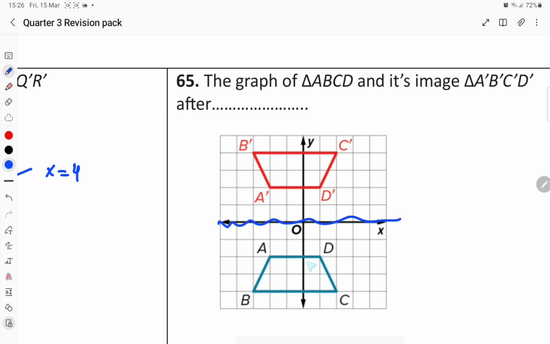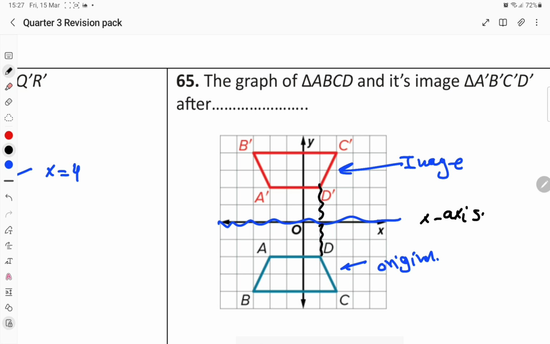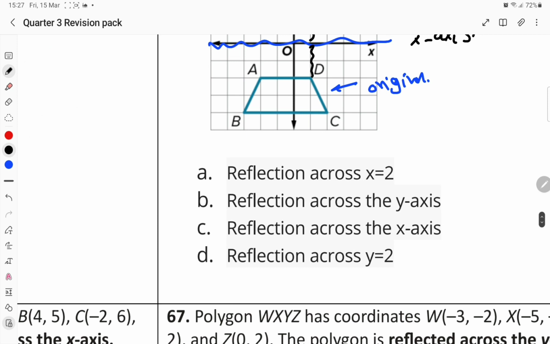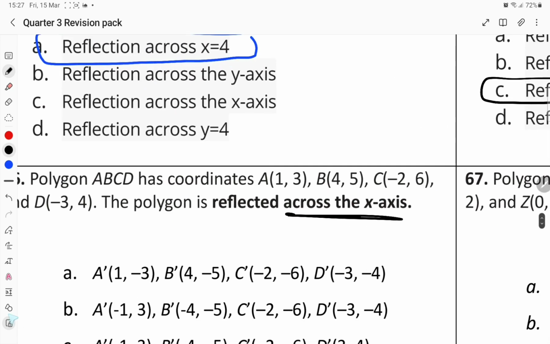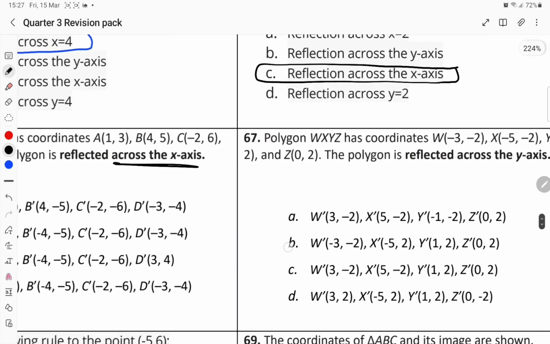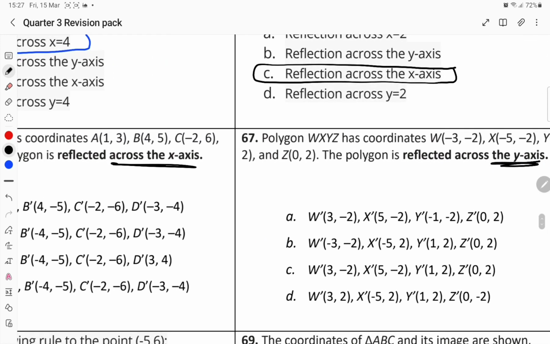You will find that it's a mirror of the original thing. This is the original, yes. And where is the image? Here is the image. Very good. A prime, D prime, both of them are close to the x-axis. 2 steps away, 2 steps away. So this is just reflection across the x-axis. Very good. Here he said reflection across the x-axis, and in 67 he said reflect across the y-axis.